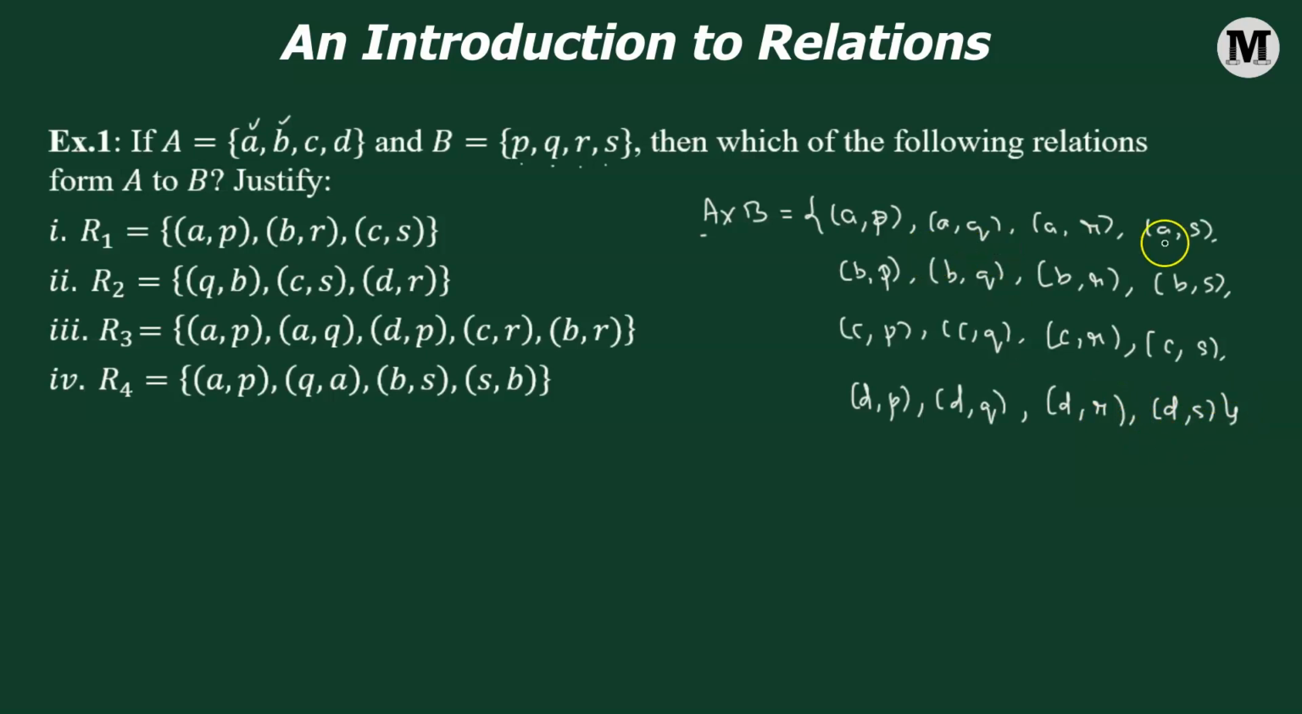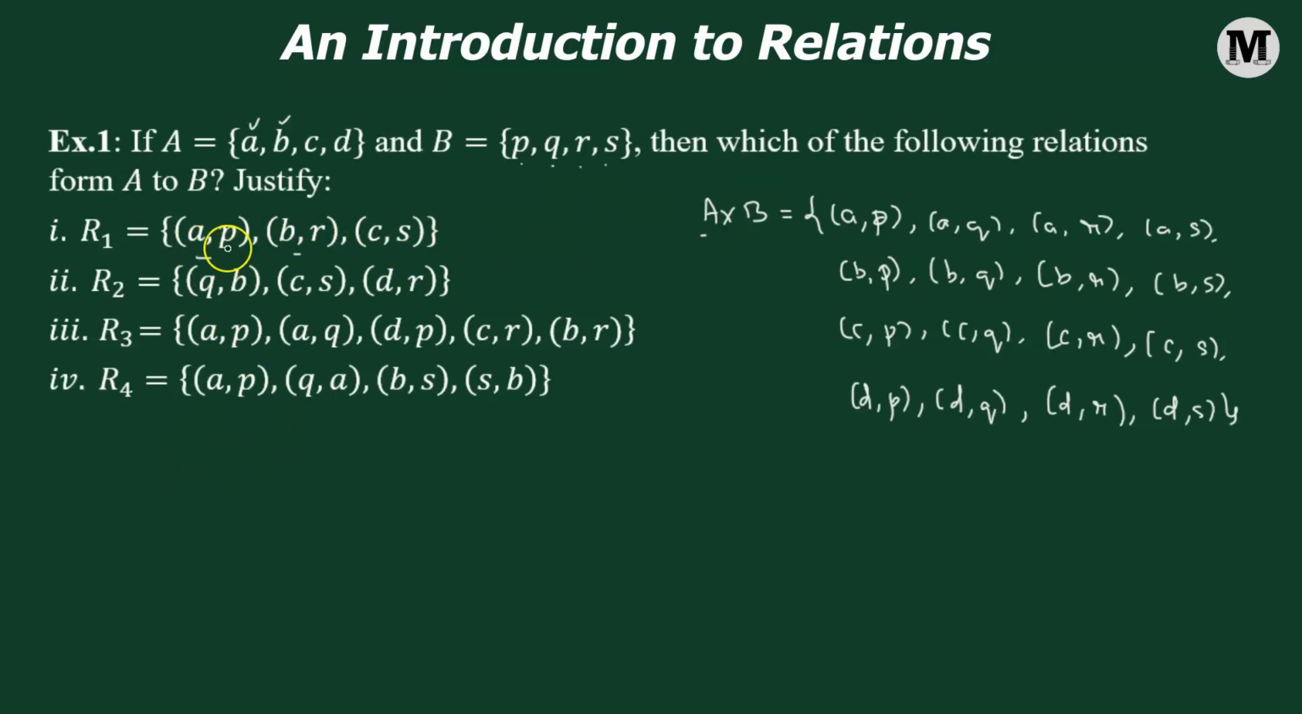So we have a total of 16 ordered pairs formed by taking the Cartesian product of A and B. Now coming to the first relation, R1. In order to verify whether R1 is a relation going from A to B, we have to check that each of these 3 ordered pairs, (A, P), (B, R), and (C, S), also belongs to A × B or not.